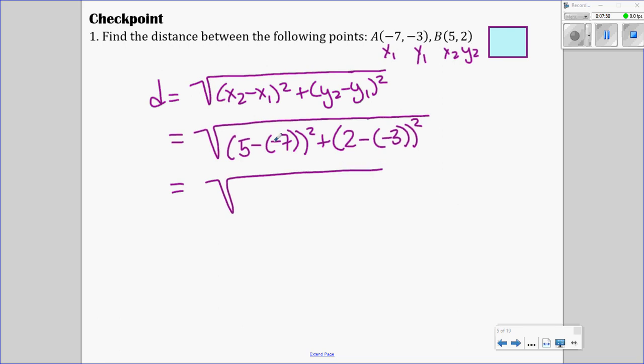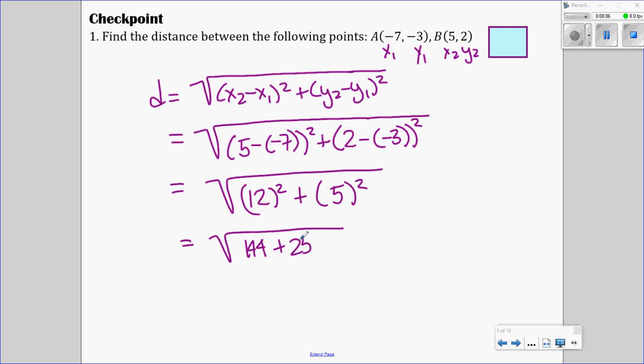Then we simplify. This would give us a positive number, so that would be 12 squared. And then this will also give us a positive number, 5 squared. And this would be 144, and then this would be 25. And then we continue. So 144 plus 25 gives you 169.